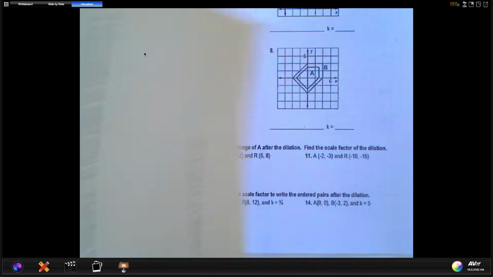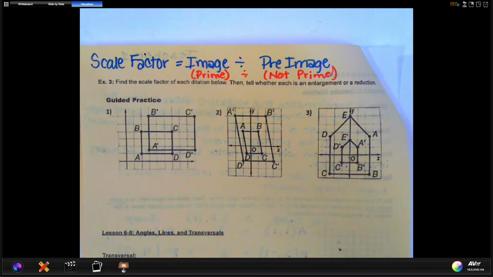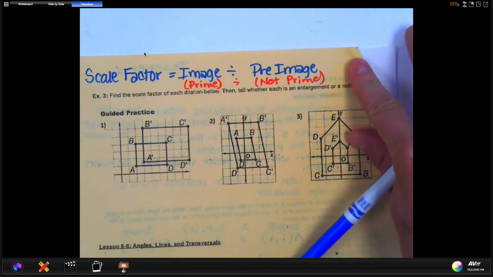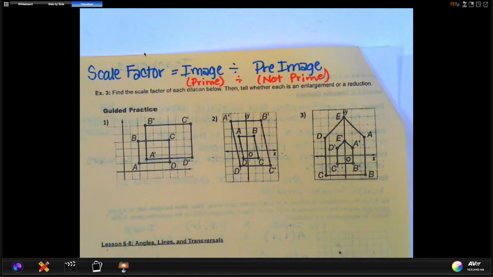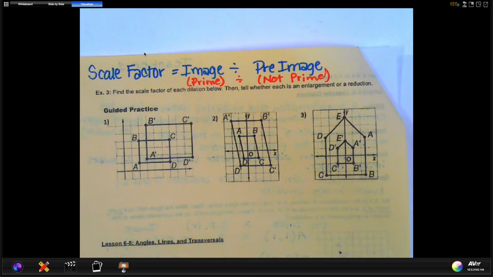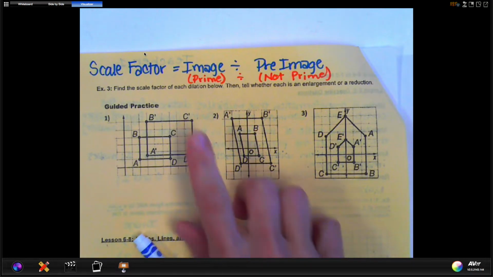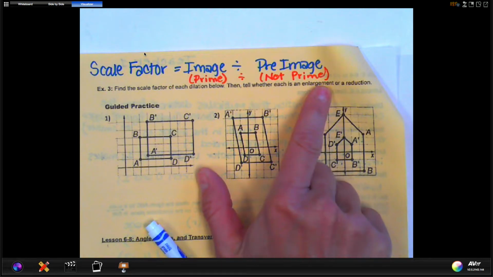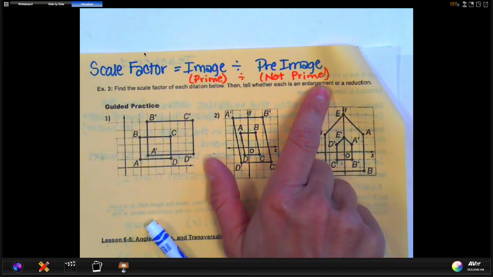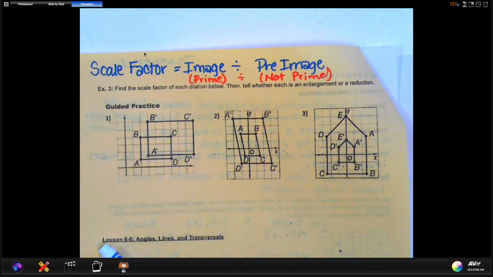And the last part that we have to talk about is how do we find the scale factor if we are given two shapes already. Okay, so example 3 is on the next page, and what I'd like you to write in is this. Scale factor, we find that by taking our image coordinate and dividing it by our pre-image coordinate. In other words, we look for a prime coordinate and we divide it by the not prime coordinate that is corresponding. So you don't have to do every single one, but you can pick one that looks like it's relatively simple, okay?